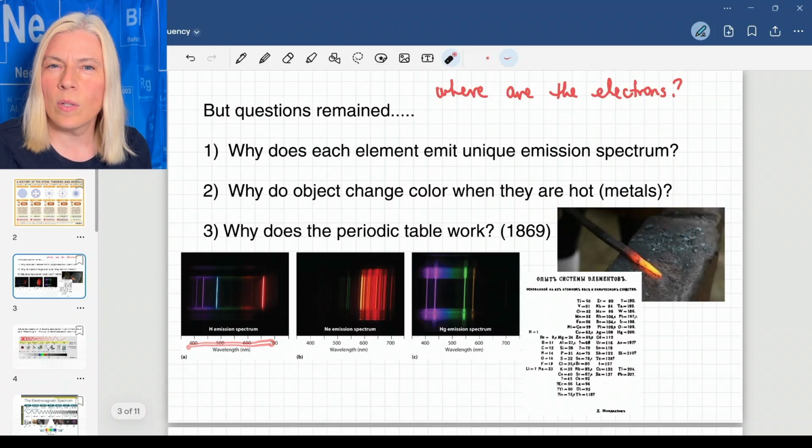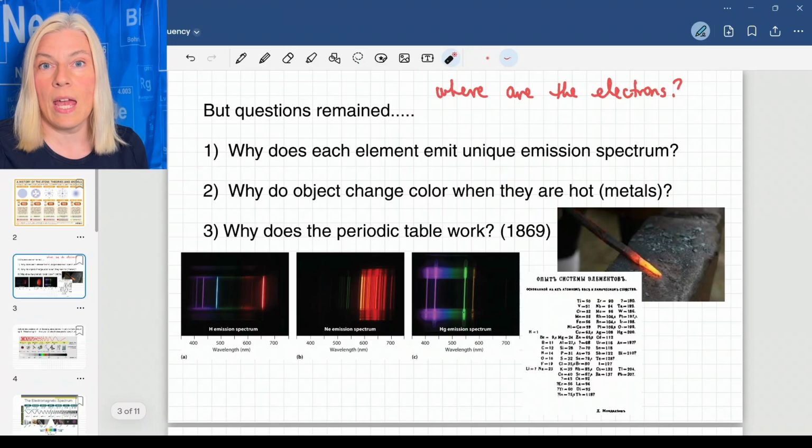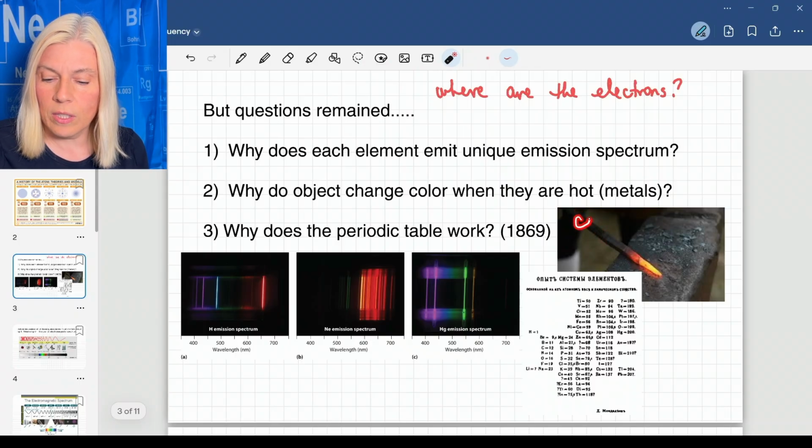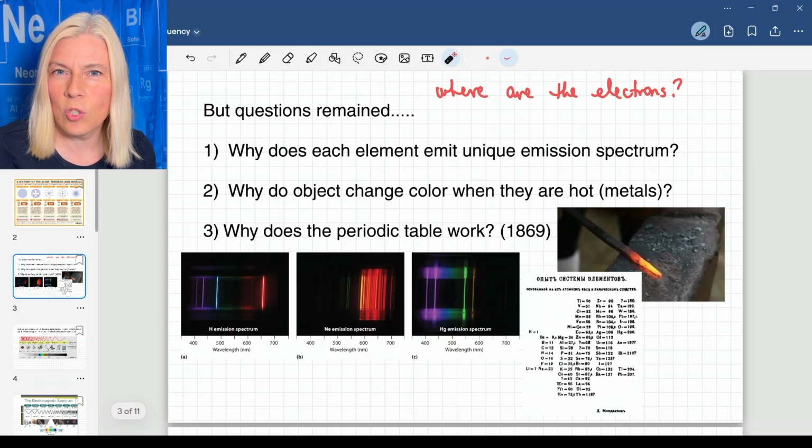Why? What's going on? Why do objects change color when they are hot, especially metals? If you look at this iron rod, you know for sure that this side is much hotter than this side. If I asked you to grab it, you would probably hold it around here. Now you know that this yellow color is hotter than this red color right here, which is hotter than this gray-black color. Why? How can we tell the temperature from the color?